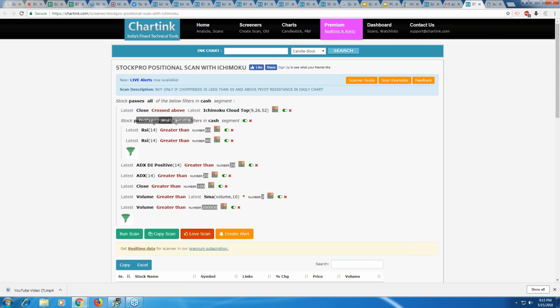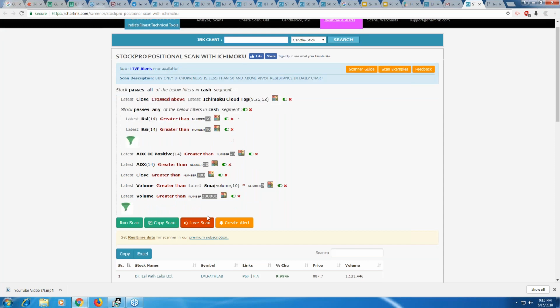RSI 14 should be greater than 60, RSI greater than 40, ADX positive, ADX greater than 20, latest close greater than 100, and volume greater than the latest SMA volume 10 by double, like today's volume should be double the previous day's number, and the value of the stock should also be more. So we got only one stock here.